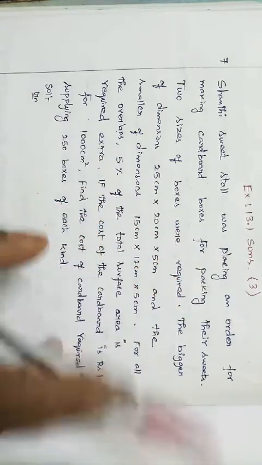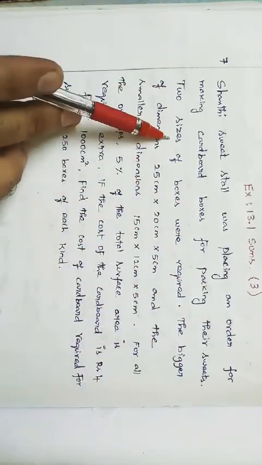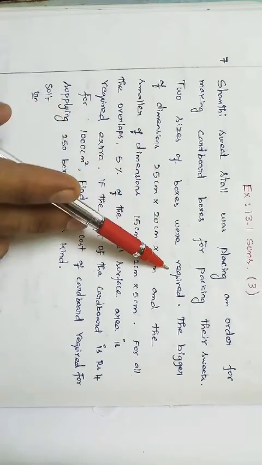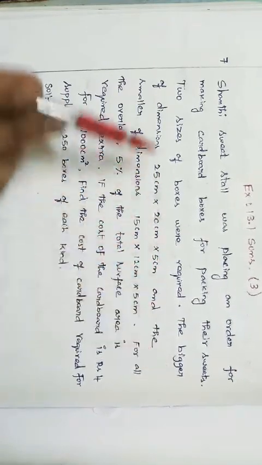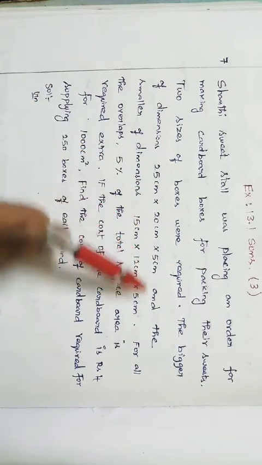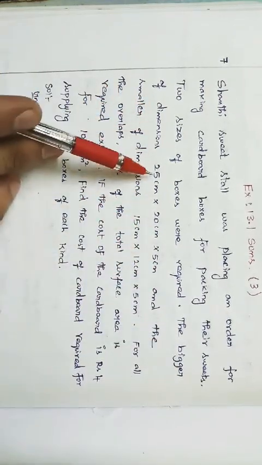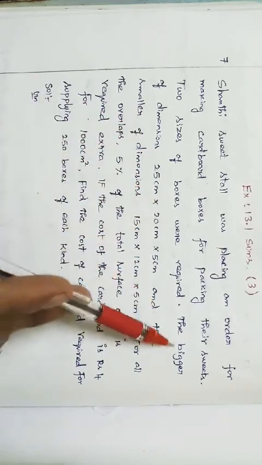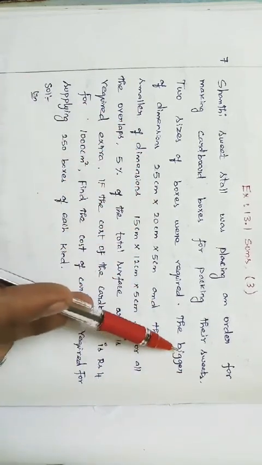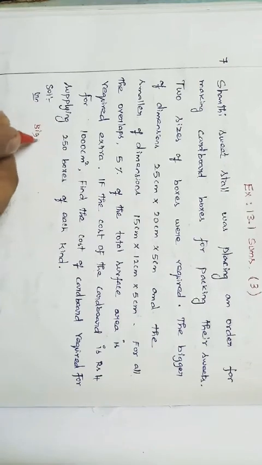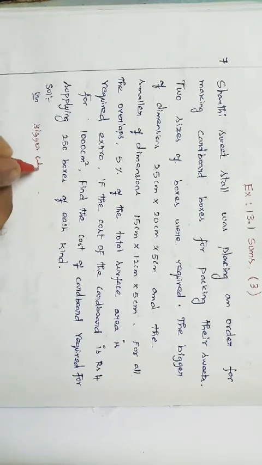for packing their sweets. Two kinds of sizes, right? Two sizes of boxes were required. The bigger of dimensions 25 centimeter, 20 centimeter and 5 centimeter. See, we are having three different dimensions. So the bigger box is nothing but a cuboid. Bigger box is nothing but a bigger cuboid box, right? So in the given I am writing bigger cuboid.